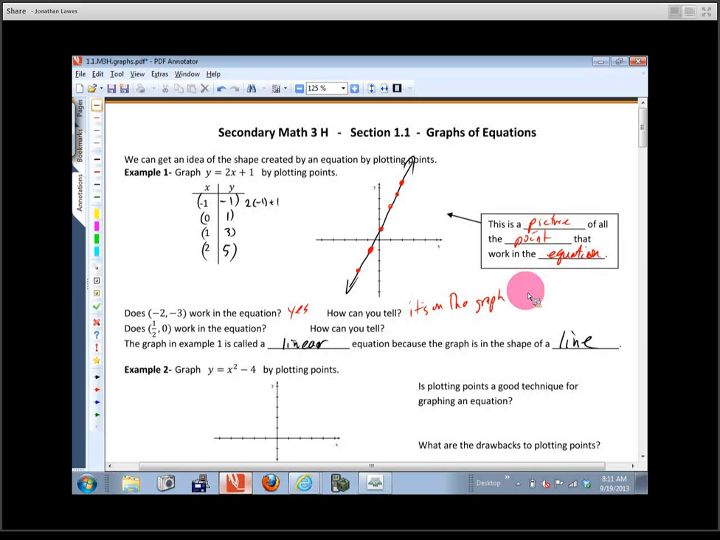What about (1/2, 0)? (1/2, 0) is right here. The answer to that is no. And how do you know it doesn't work in the equation? Not on the graph. It's that simple. Okay? Now, we work with linear equations quite a bit, and we'll actually study those in the next section also.